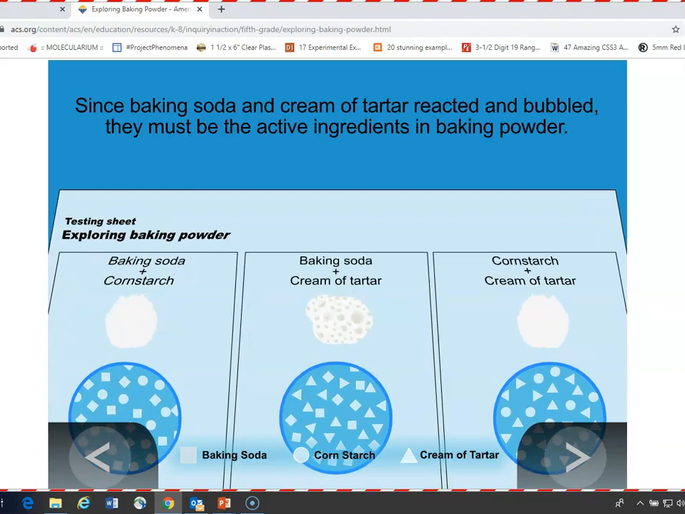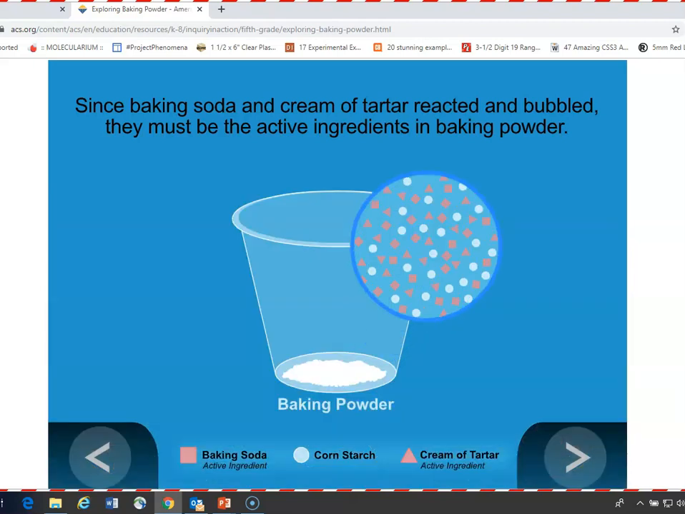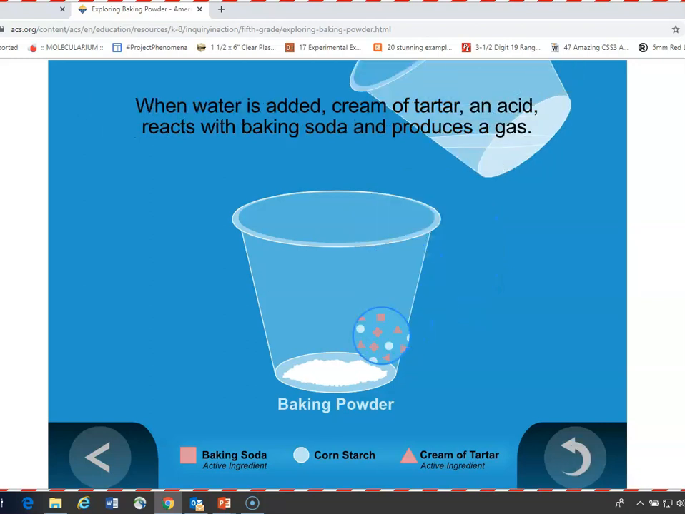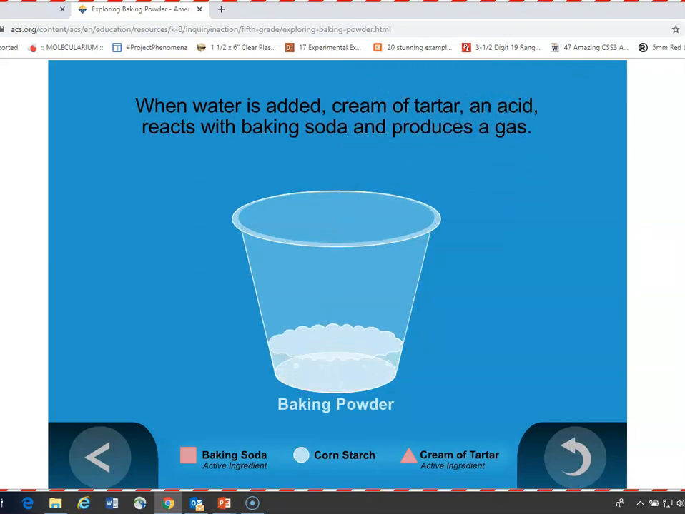You can tell students that cream of tartar is an acid, and this makes sense because baking soda reacts with vinegar, which is also an acid. And the animation goes on to show that it's the baking soda and cream of tartar, which are colored red, that are the active ingredients. And the cornstarch is in there just to keep the powder dry.